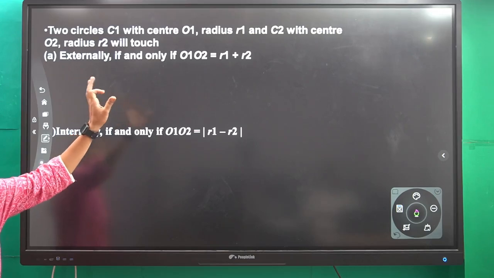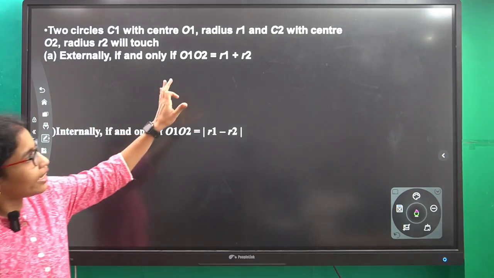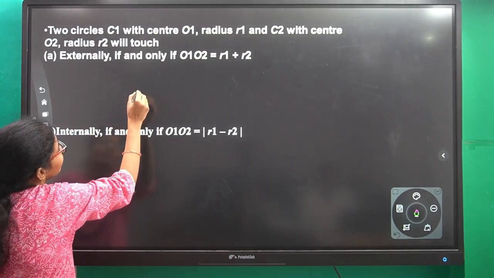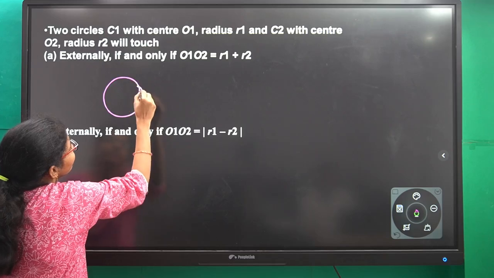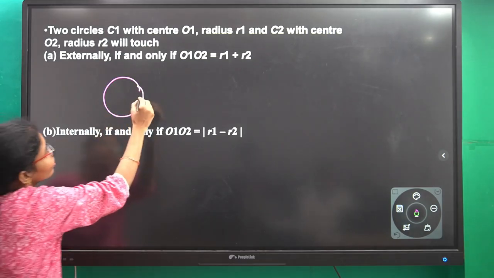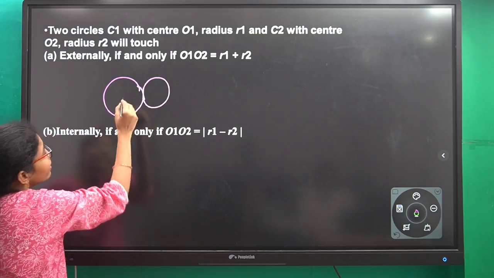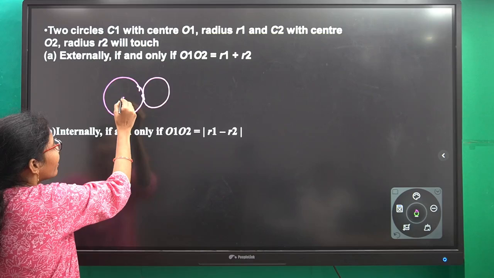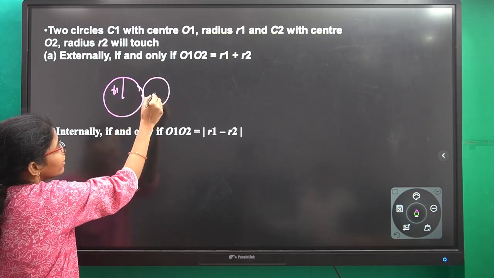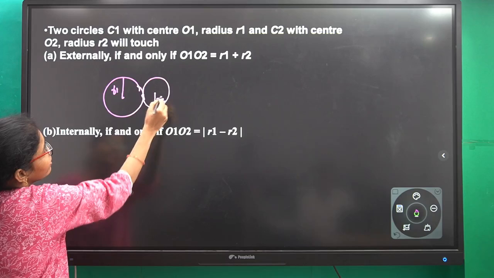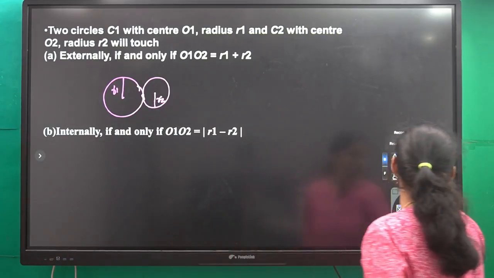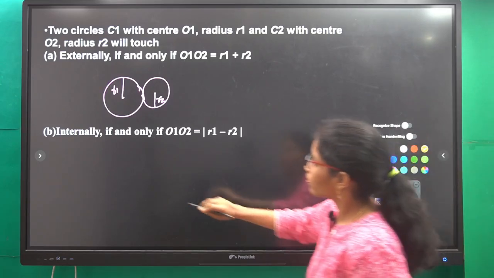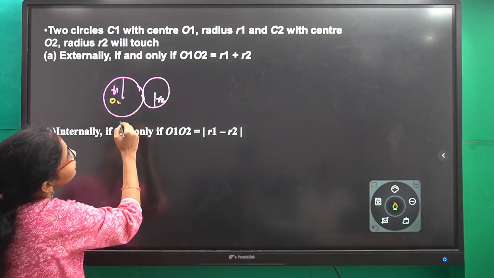Two circles C1 with center O1 and radius R1, and C2 with center O2 and radius R2. First, they touch externally. Two circles are there. I have taken them like this, right? So this touches externally or not? At here they touch, and I have taken this as R1, and here this is R2, and the centers are O1 and O2. This is O1 and this is O2.